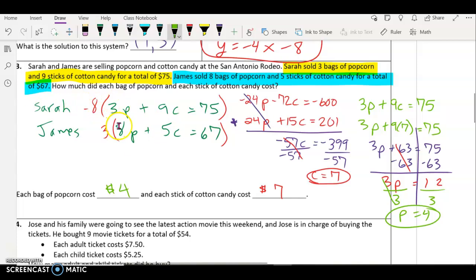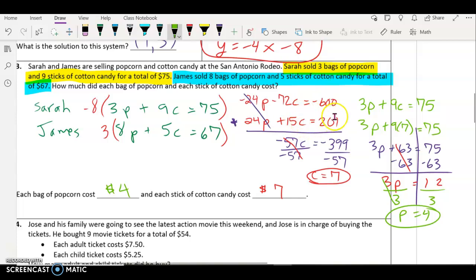So when they multiplied out, if you see, I got negative 24p and positive 24p. One needs to be positive, the other has to be negative because they have to add up to 0, which is why we can cancel them out when we add the two equations together.